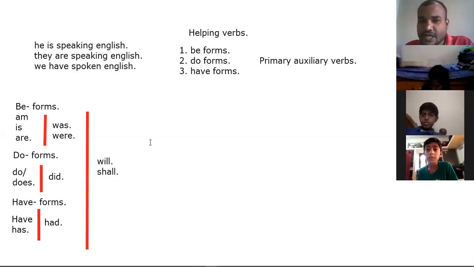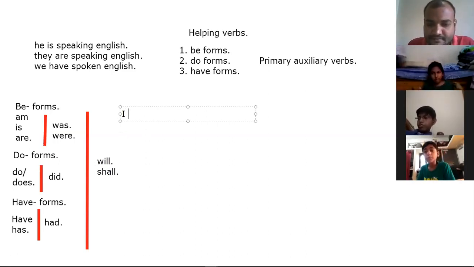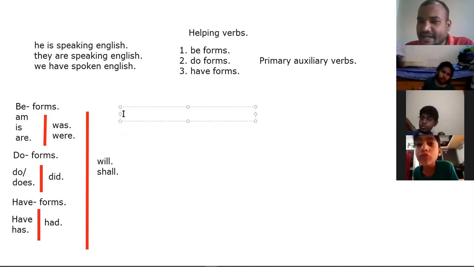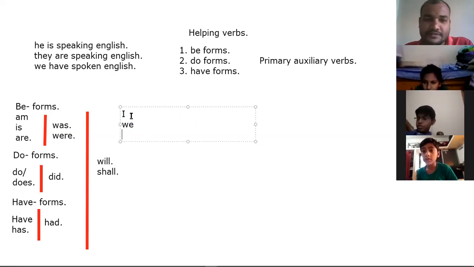Okay. So now I'm going to give you some examples. Then after, I'll ask some examples as we did yesterday. So now, first example. I: first person, singular. Next, we: first person, plural.